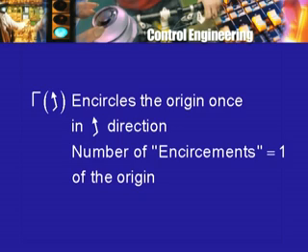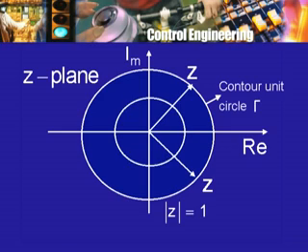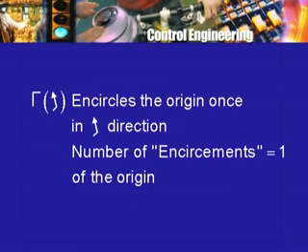So, one says that this curve gamma, with its direction along which it is supposed to be traversed, encircles the origin in this case once in the counterclockwise direction. Or one says that for this curve gamma with this direction of traveling around it, the number of encirclements, this is the terminology that is used, the number of times the origin is encircled, in this case is exactly 1.